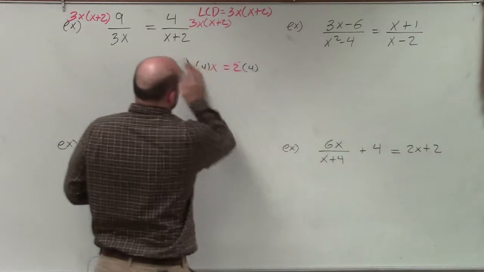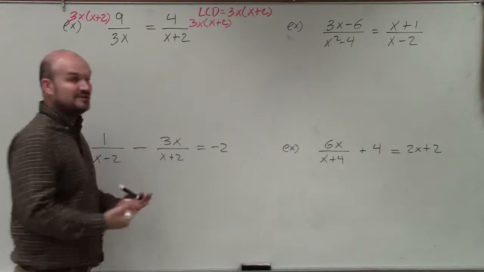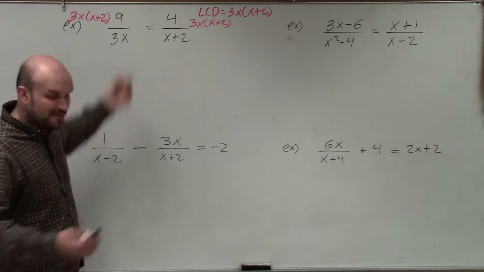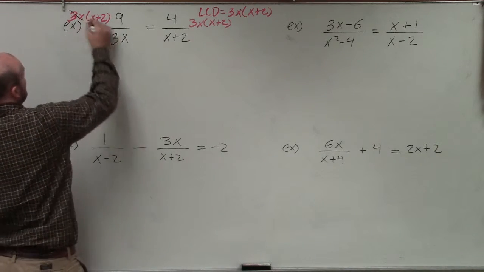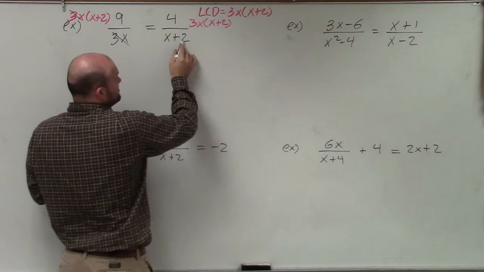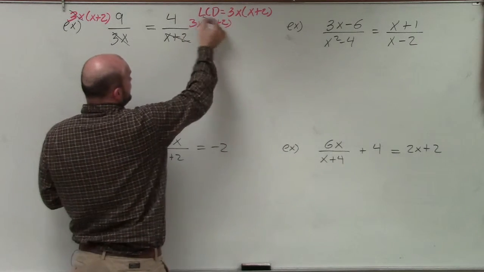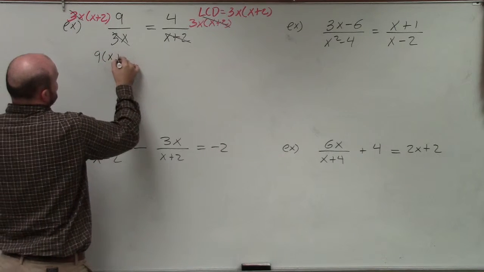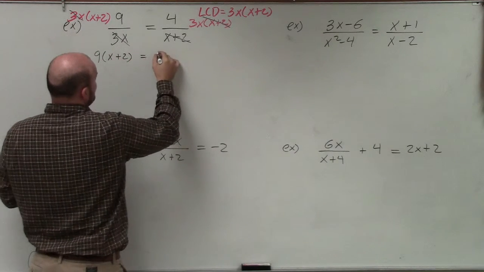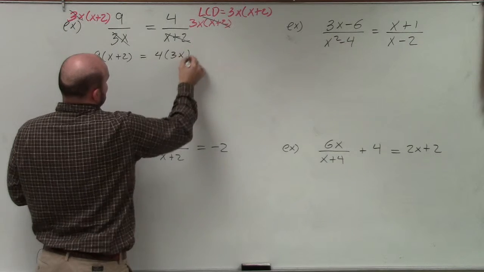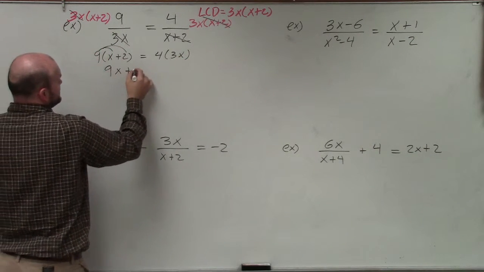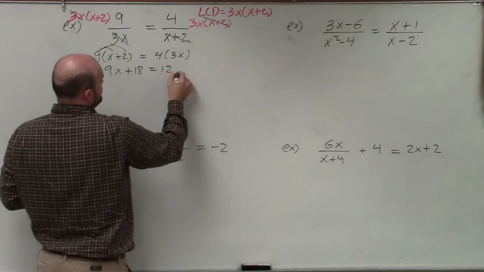But what it's now allowing me to do is now apply the division property. Because the division property says if you have a term in the numerator and a term in the denominator, they're going to divide to 1. Now I have x plus 2 in the denominator, x plus 2 in the numerator, and they're going to divide to 1. Therefore, I'm left with 9 times x plus 2 is equal to 4 times 3x. Now I can apply distributive property here. So I get 9x plus 18 equals 12x.